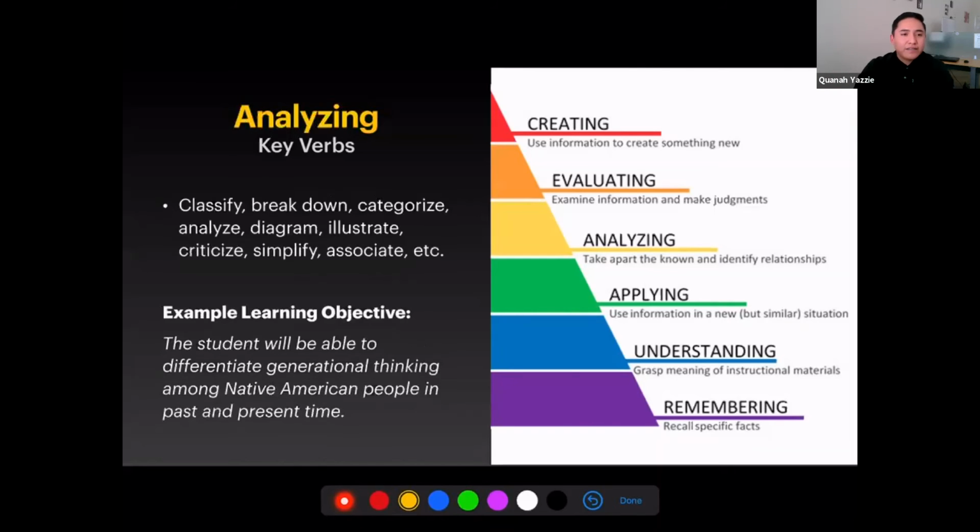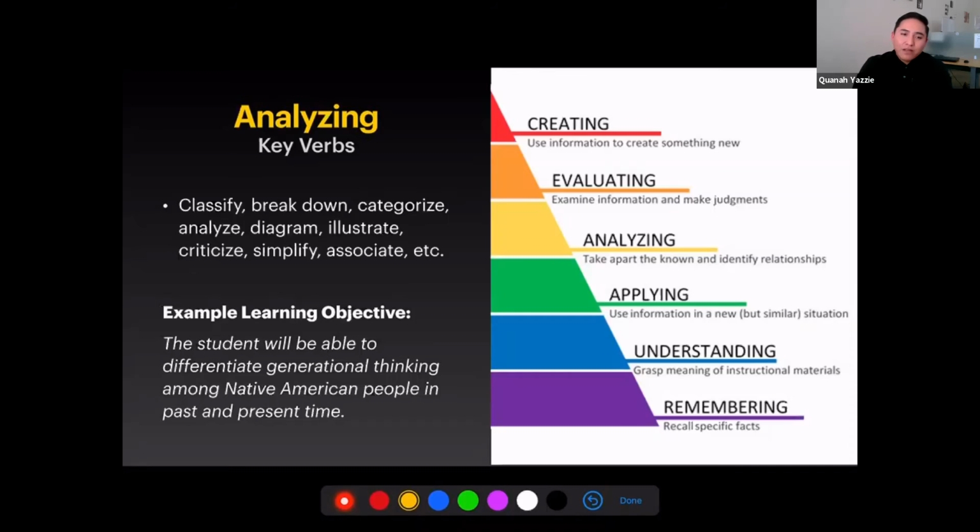Then analyzing, the third one. Here's where we're taking it apart and identifying connections to other ideas and information. So we're synthesizing, putting together a lot of information to make sense of something. So we're classifying, breaking down, categorizing, analyzing, illustrating to make a point, criticizing, simplifying, associating. A lot of it is breaking it down, deconstructing it and looking at it from the views of other people as well. The example learning objective here is that the student will be able to differentiate generational thinking among Native American people in past and present time.